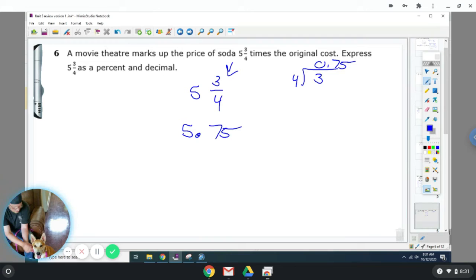So now we can change this decimal to a percent by using Dr. Pepper. And since we're at the decimal part, we have to go to the right 2 times. So we're going to go 1, 2. So my percent is 575%.